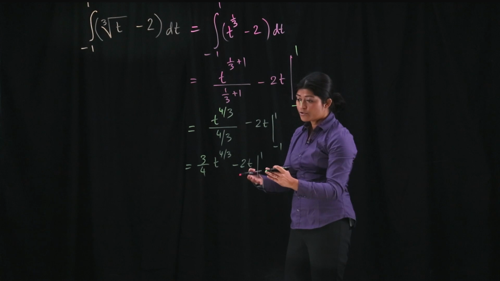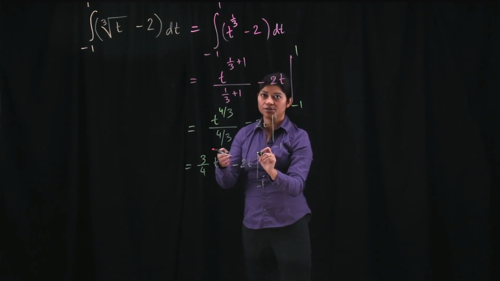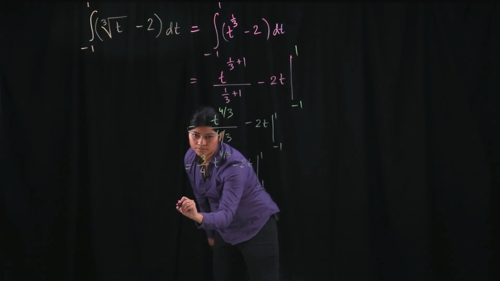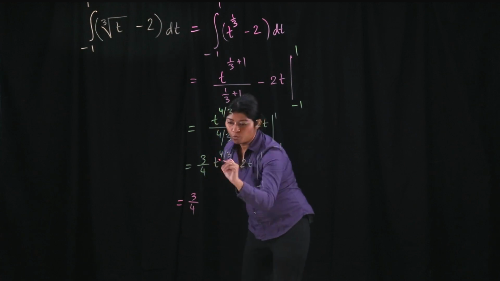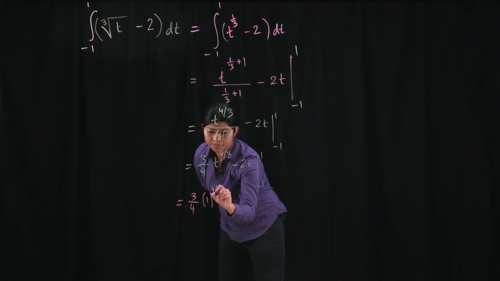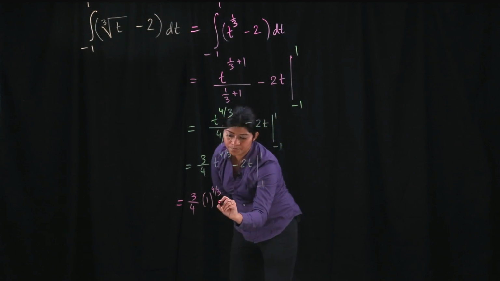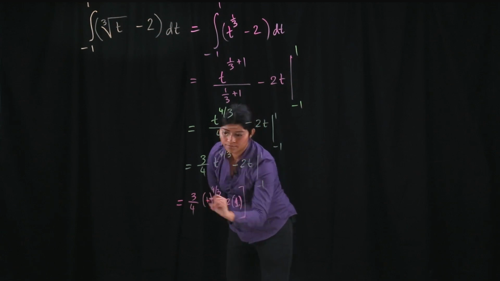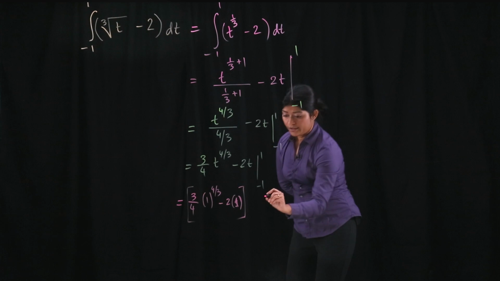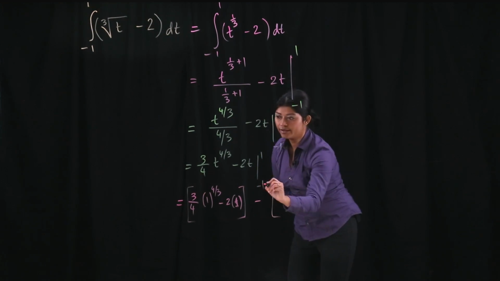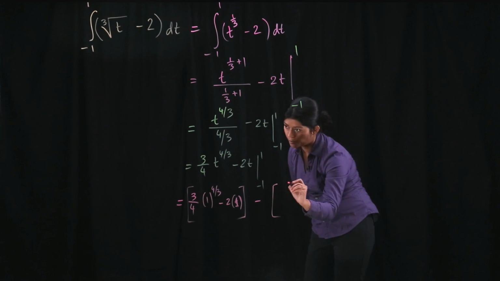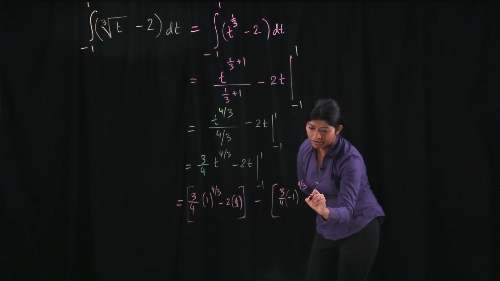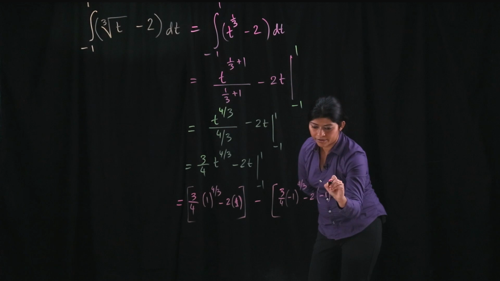Okay, now it is in a nice simplified form. And we're going to use the fundamental theorem. So you know what we do. We plug in the upper limit, then we subtract what we get from plugging in the lower limit. So let's do that. Okay, so you plug in 1 for t. So you get 1 to the power 4/3 with the 3/4 multiplied to it, minus 2 times 1. Then remember you have to subtract, and then you plug in -1. So be careful there, it's a negative number. So you get 3/4 times -1 to the power 4/3 minus 2 times -1.